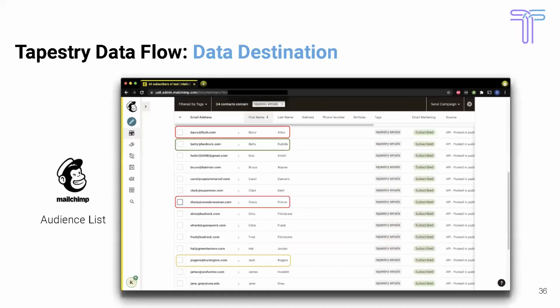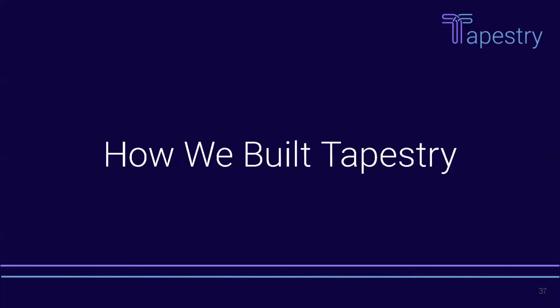Finally, here in MailChimp, we see that we've successfully synced all of our Zoom webinar registrants and Salesforce contacts and made sure that there is only one entry for Barry and Diana. You can also see that our unique users, Betty and Jack, made it over as well.